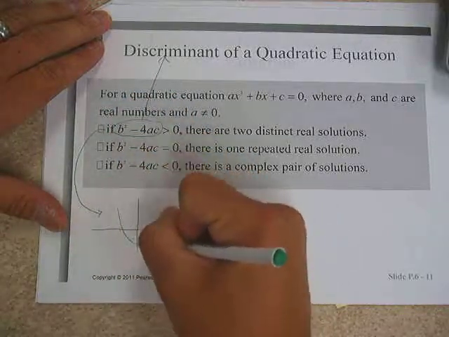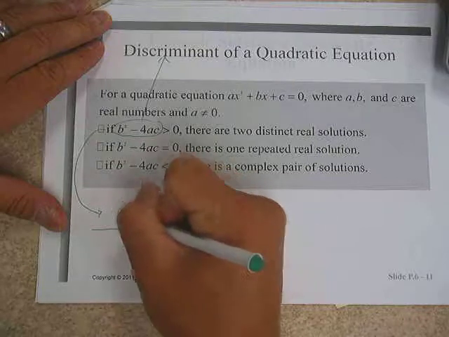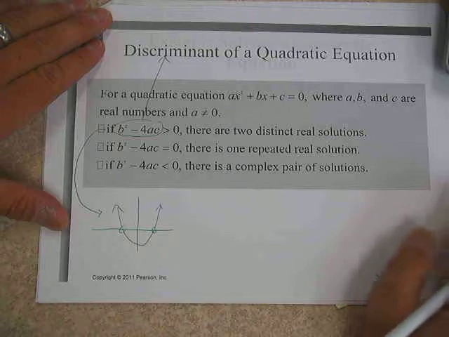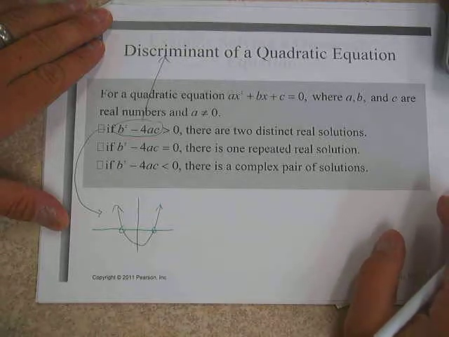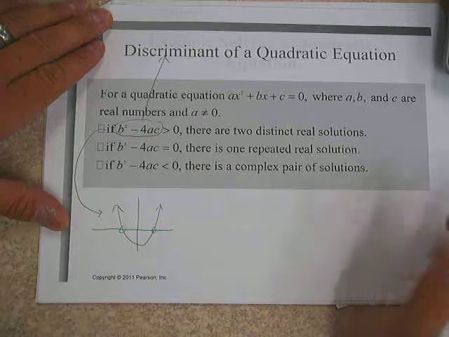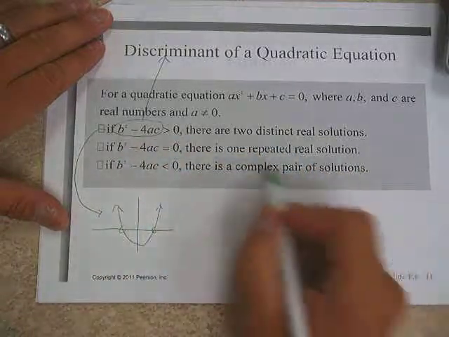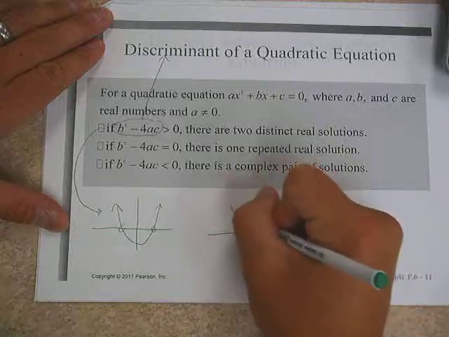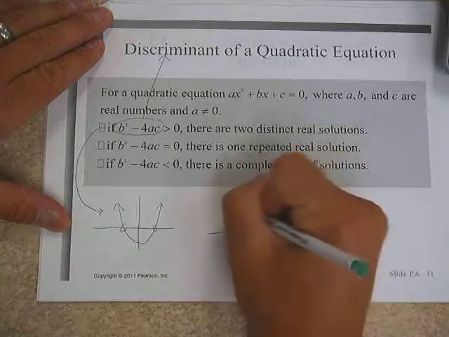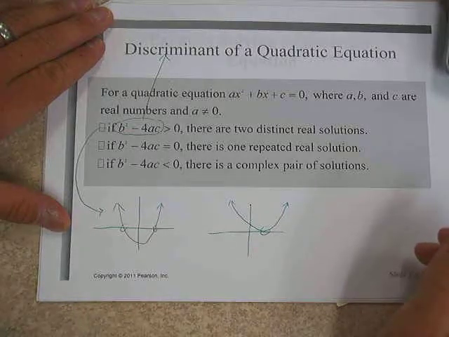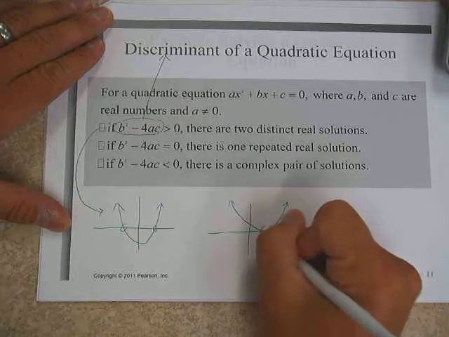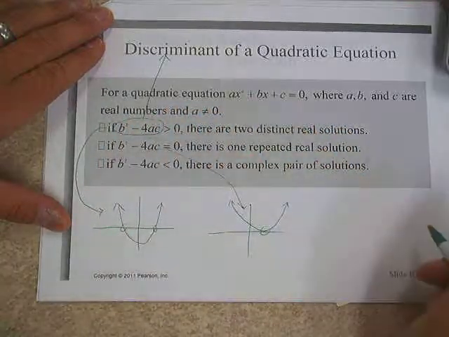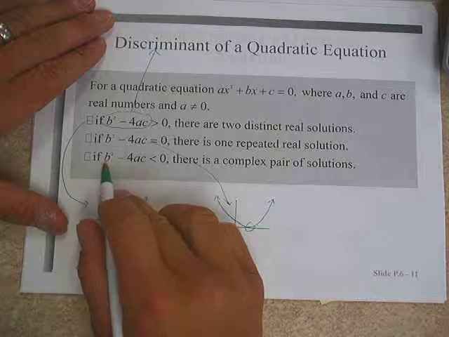If it's greater than 0, then we have two distinct real solutions. Relating this to what we know about graphs, the graph would have to look something like that. There's two real solutions. And when we solved with the quadratic equation yesterday, we always got two real solutions. If the discriminant equals 0, then there is one repeated solution, which graphically looks like this. We have exactly one spot where the curve touches the x-axis.